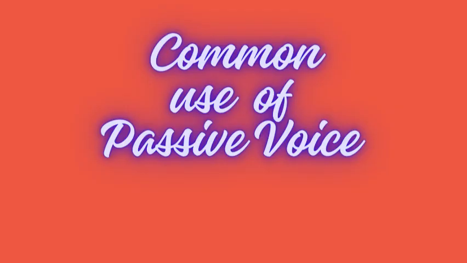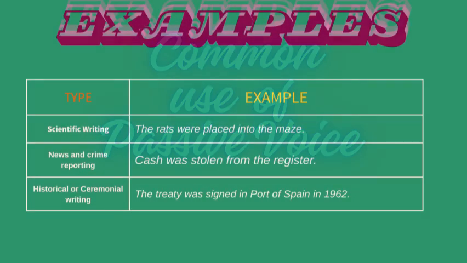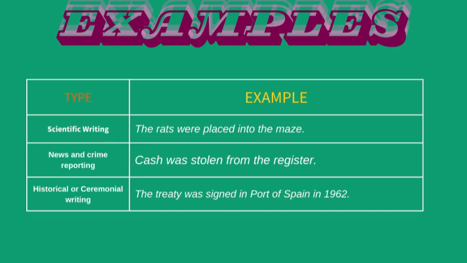So why use the passive voice? The passive voice can be used in scientific writing. For example, we might say the rats were placed into the maze. Lab reports often use passive voice to emphasize procedures and results, not necessarily the scientists.